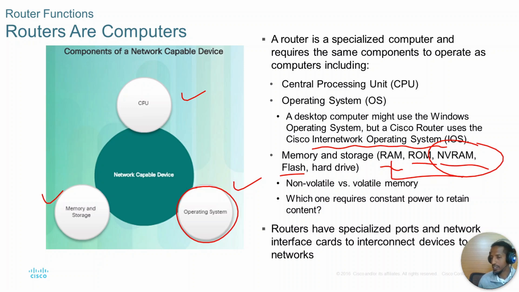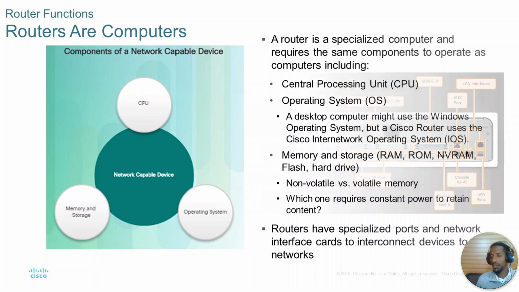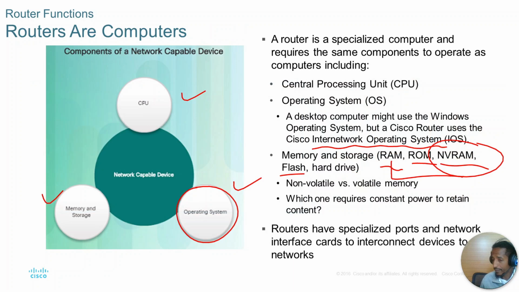NVRAM means non-volatile, and the name itself suggests the meaning. Non-volatile means if the power is off, you'll get the file as it is. What is the meaning of volatile? Volatile means if the power is off accidentally, under different circumstances, those files will not be found, as in the case of RAM. So which one requires constant power? It's obvious, the RAM, because you are currently working on it and you didn't save it. If you lose the power, you are not going to get your files back.